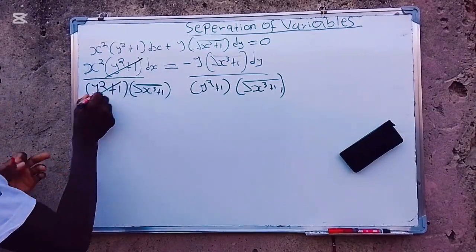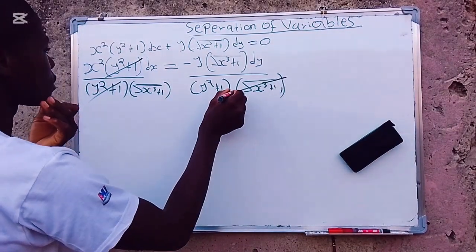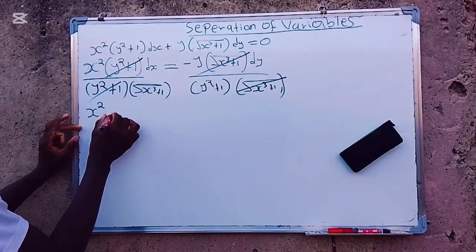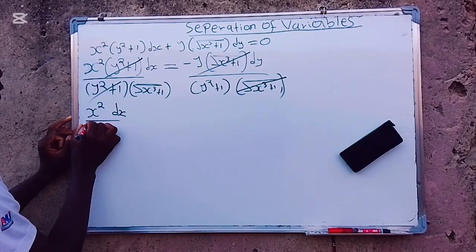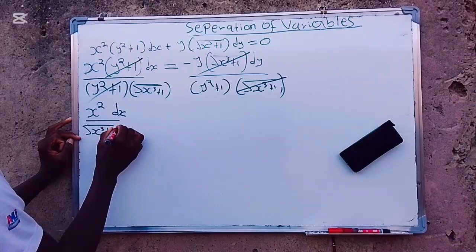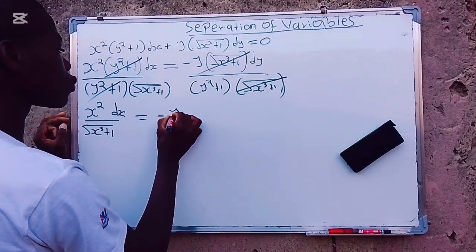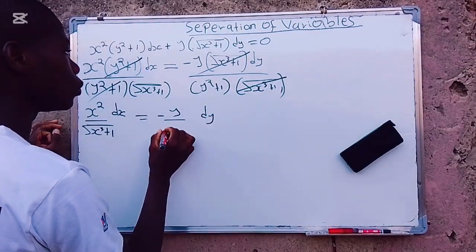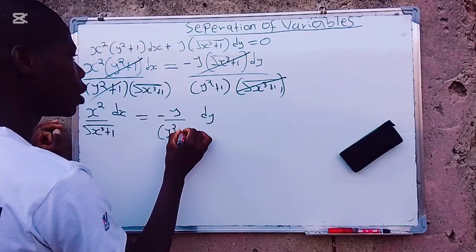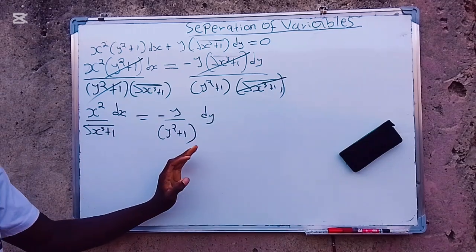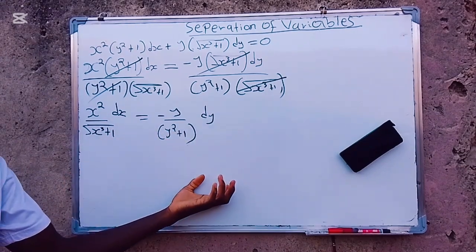As you can see, this will cancel this, and this will cancel this. At the end, I'm left with x squared dx by the square root of x cubed plus 1, which will be equal to minus y dy divided by y squared plus 1. So as you can see, I've separated the value of x and the value of y. This is the value of x and this is the value of y.